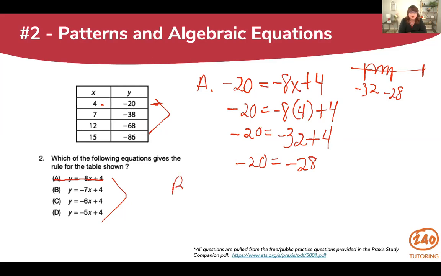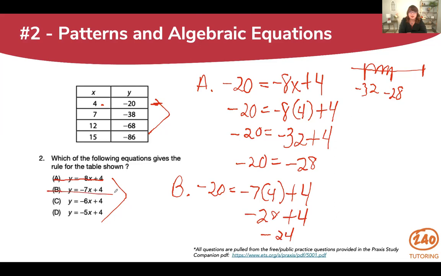So we can go to B and we can do negative 20 and do the same thing, equals negative 7 times, and the x is still 4, plus 4. Now, if you've got this down, you know we're going to be looking at negative 28 plus 4, which is going to put us at 28 minus 4, 24. So this would be negative 24, which does not equal negative 20. And we just keep going.